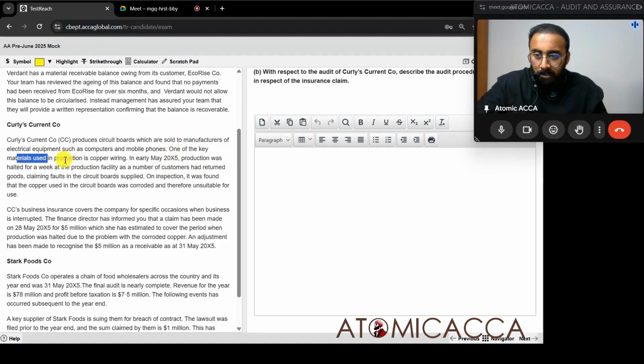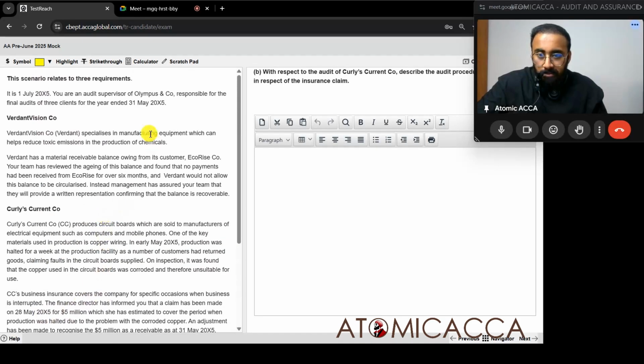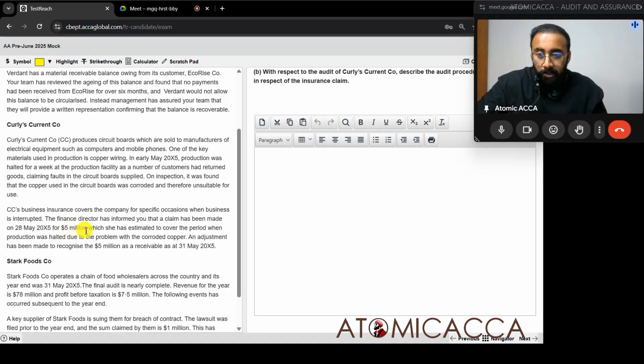One of the key materials used in production is copper wiring, and that is the thing that was corroded. CC's business insurance covers the company for specific occasions when the business is interrupted. The finance director has informed you that a claim has been made on 28th May 20x5, that is before year end, for $5 million, which she has estimated to cover the period when production was halted due to the problem with corroded copper. An adjustment has been made to recognize the 5 million as a receivable as at 31st May X5.